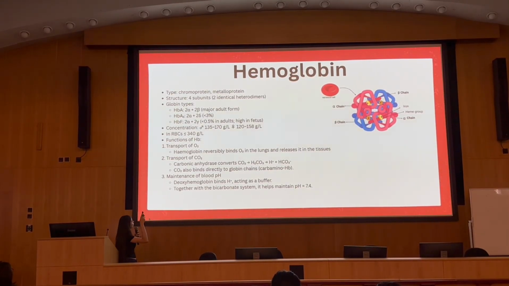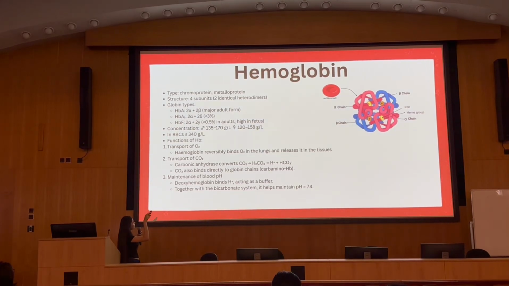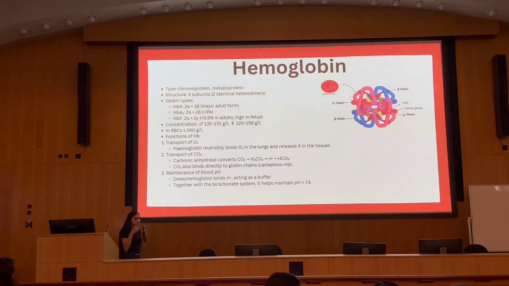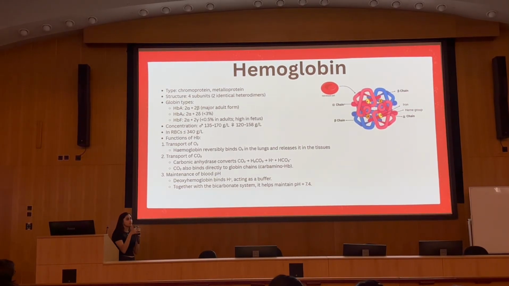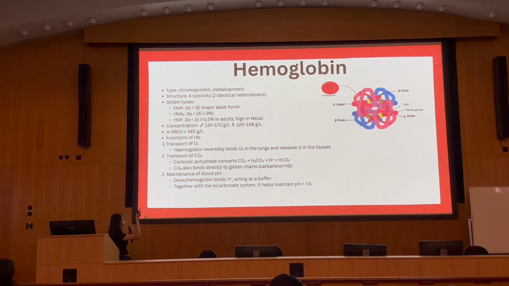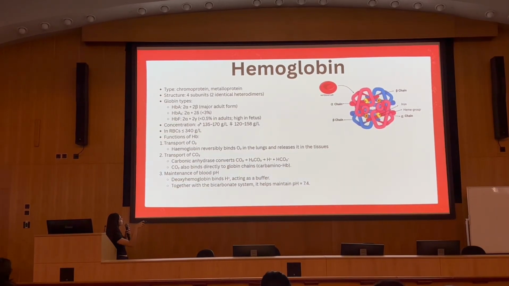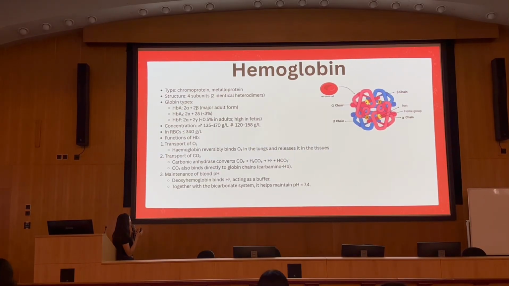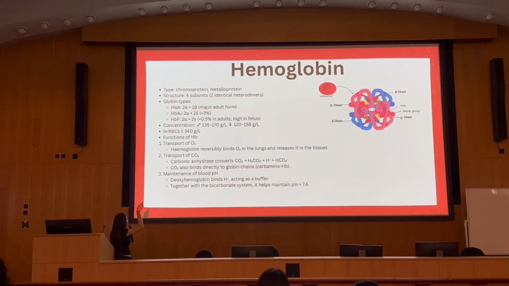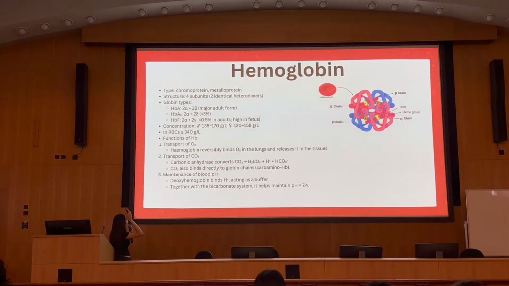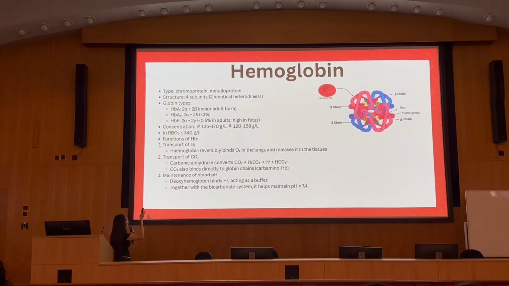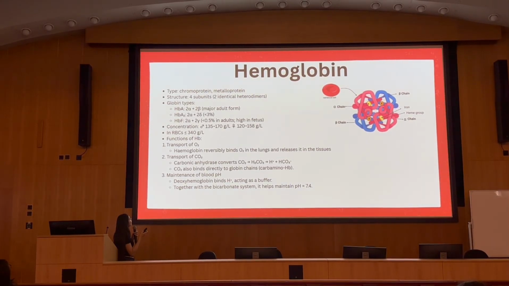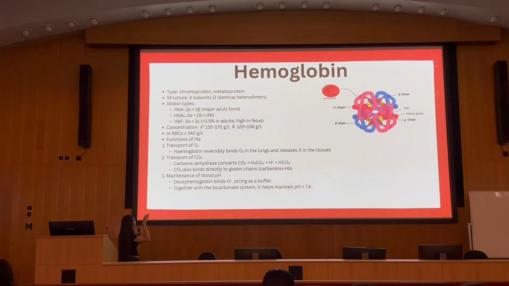And the structure, it has 4 subunits, 2 identical heterodimers. Heterodimers are basically dimers, as in two things joined together, but they're not the same things. So that's the reason it's a heterodimer. So 2 alpha chains and 2 beta chains, and then heme. Heme can be bound to two different types of chains. So based on that, we know what form it is. HbA, which is the major adult form, has 2 alpha chains and 2 beta chains.